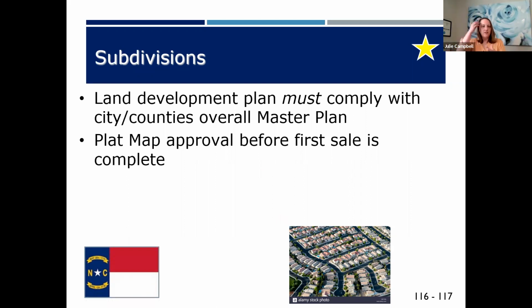Sometimes with subdivisions, especially the really, really big ones, you may have phases. So they may have a phase 1 plat map, phase 2, phase 3, for example. We can, again, start closing on phase 1 when we get that plat map finalized. We may not be ready to finalize phase 2 yet, for example, but we're not closing in phase 2. We're still closing in phase 1.